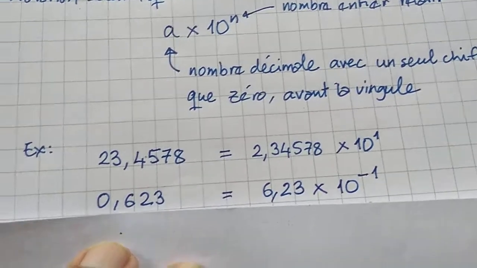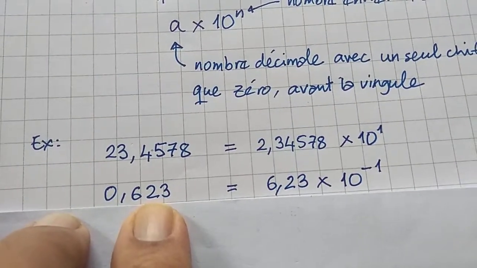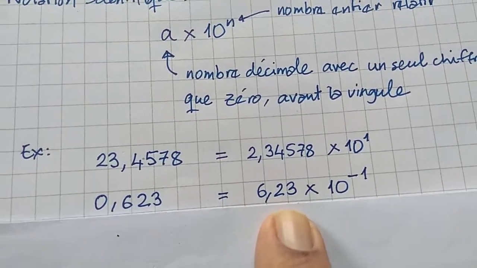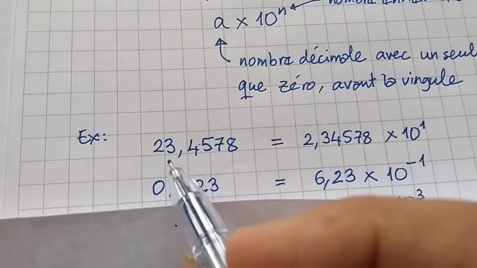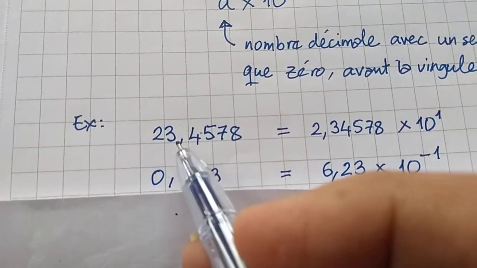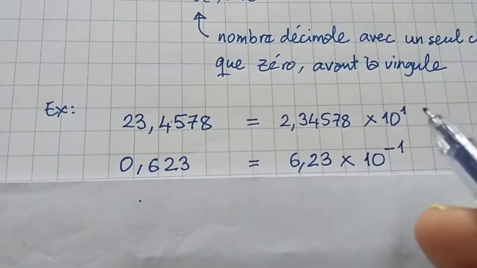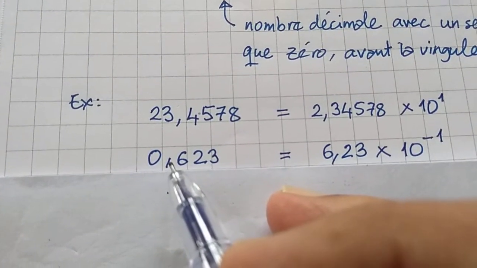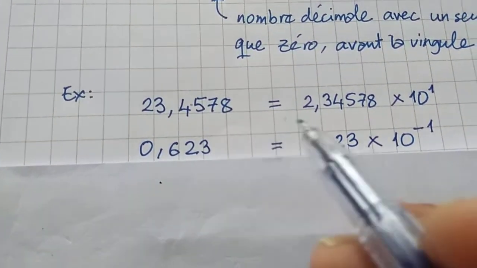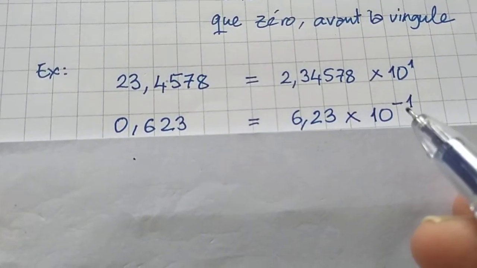Let's take 0.623. So here this becomes 6.23 into 10 to the power minus 1. You see what you have done here? You have moved the comma one digit to the left, so you have increased this by 1. Here you have moved the comma one digit to the right, so you have decreased this by 1.